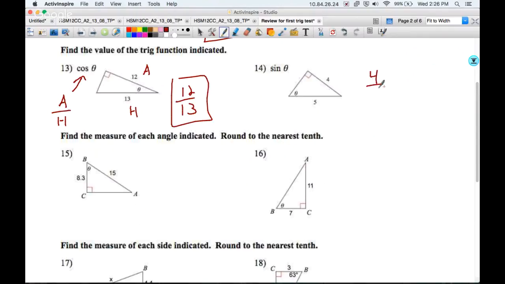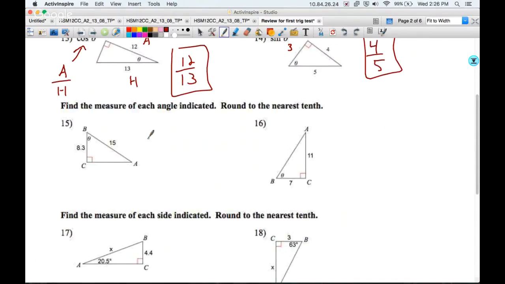This one is 4 over 5. If I didn't put one in, but if we needed the adjacent for this one, we'd have to do the Pythagorean theorem and realize that this is length 3 over here. Moving on.